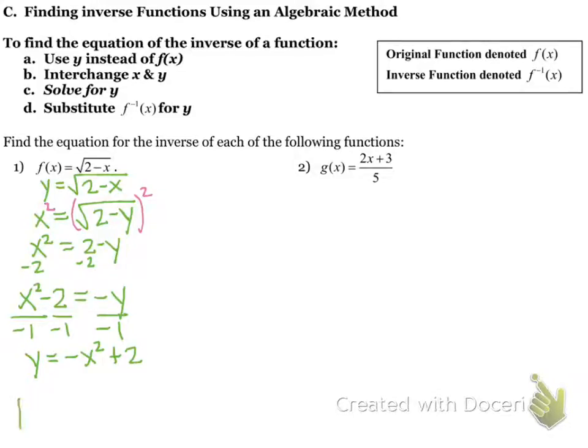And then my last step is to put back our function notation. So we have f to the negative 1 of x equals negative x squared plus 2. Okay, in number 2, same thing. I'm going to change g of x into y.